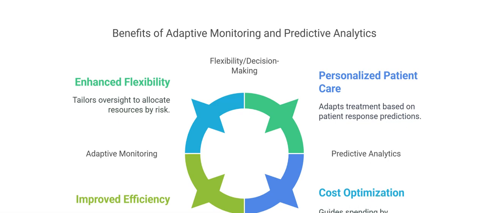Cost optimization guides spending by identifying necessary interventions, and we have the predictive analytics as well. So as you see here, it's a closed circle, no start, no end, as everything is related to each other and linked to each other.